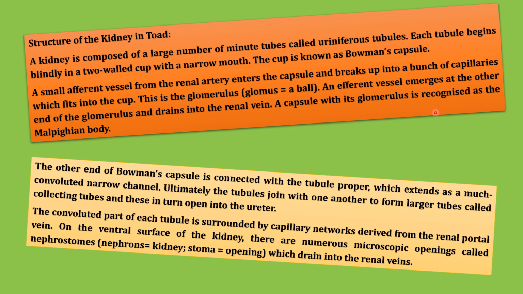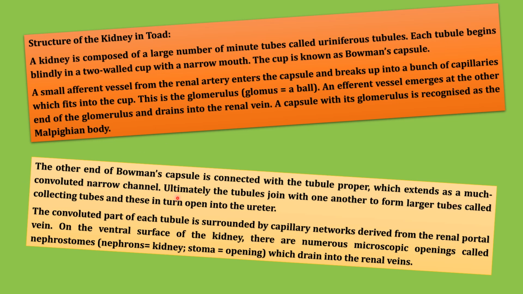That means the main portion of the kidney, the Malpighian corpuscle or Malpighian body, you can say, is actually divided into glomerulus and Bowman's capsule. Glomerulus means the vessels, efferent and afferent vessels, and Bowman's capsule means the cup-like structure within which this glomerulus is situated actually.